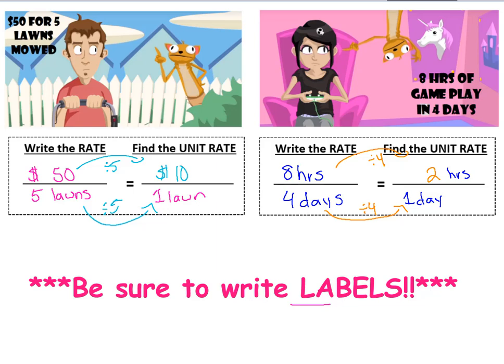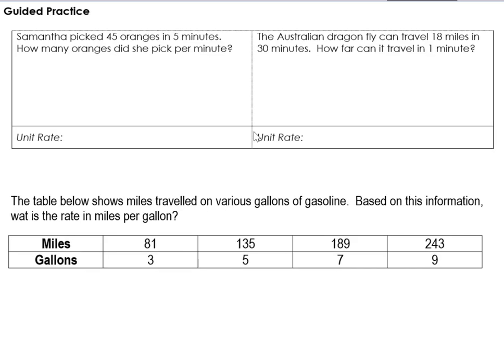Okay, we shall move on. Alright. Now, let's see. Samantha picked 45 oranges in 5 minutes. How many oranges did she pick per minute? Okay. Per minute unit rate.